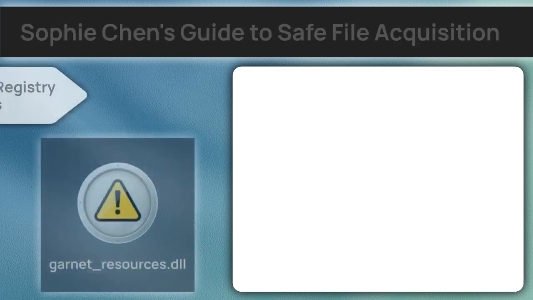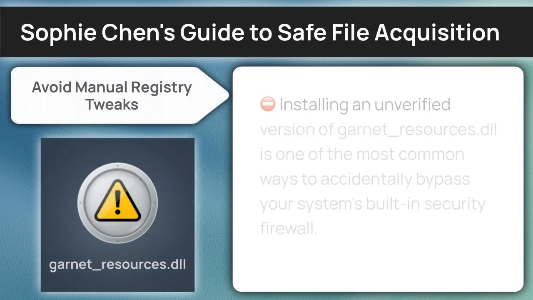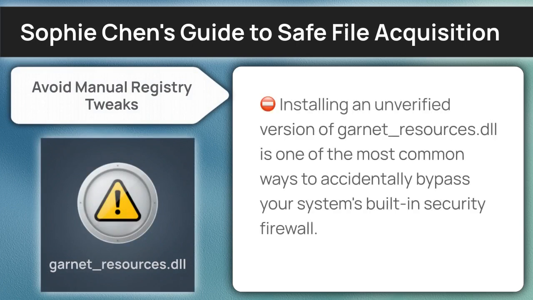Beyond the repair, maintaining a secure workstation requires avoiding a few common technical mistakes. Remember that manual replacement of Garnet Resource Library DLL is highly risky. Using unverified files from the internet can cause permanent damage to your Windows registry and lead to complete system failure.